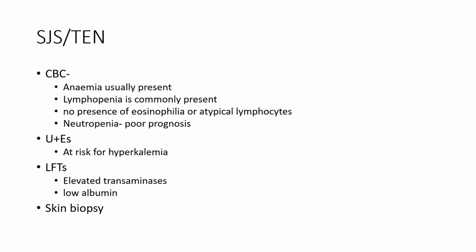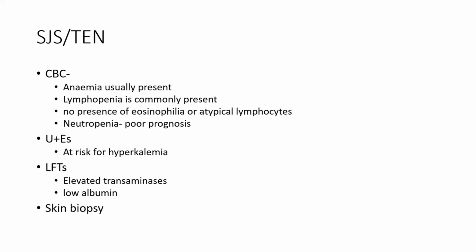So in investigating these patients, we tend to do the complete blood count. Anemia is usually present. Lymphopenia is commonly present as well. There's usually no presence of eosinophilia or atypical lymphocytes.